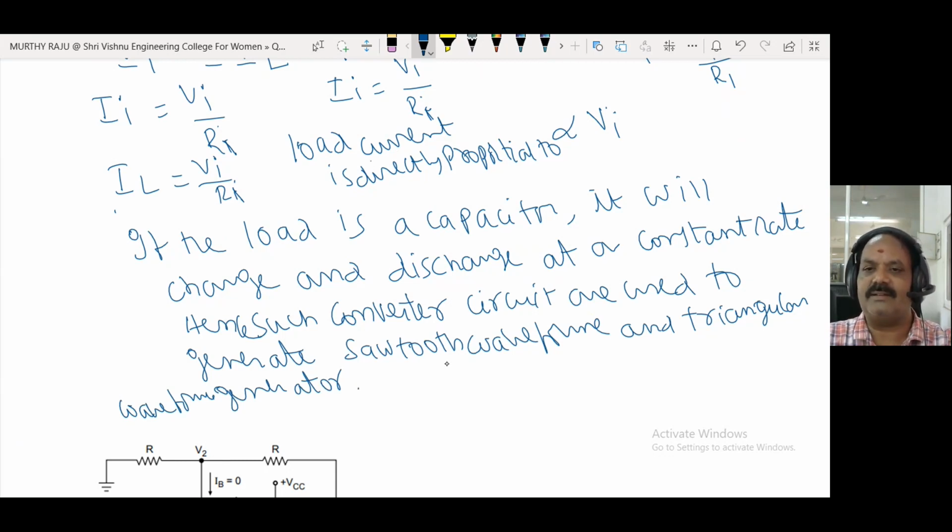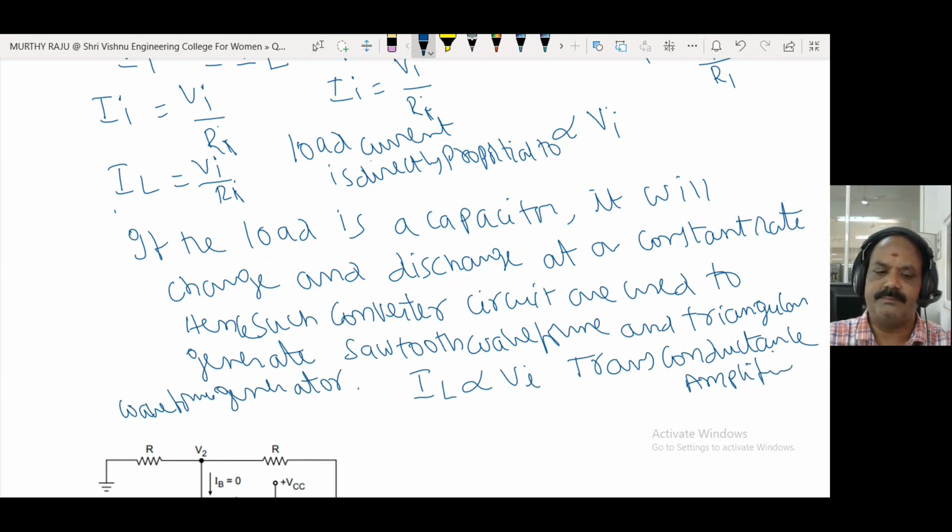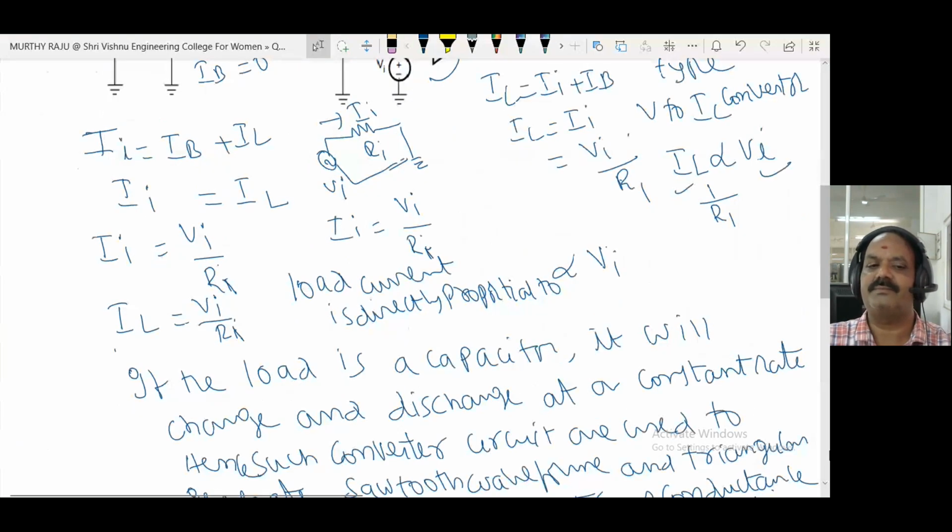This is also called a transconductance amplifier because the load current is directly proportional to the input voltage VI. It is also called a voltage controlled current source. Current is obtained due to input voltage VI. That is called a voltage controlled current source. What are the applications? Some important applications are there.